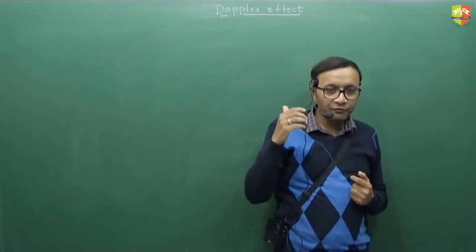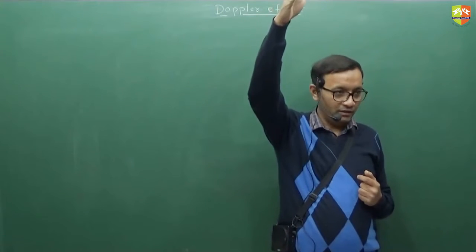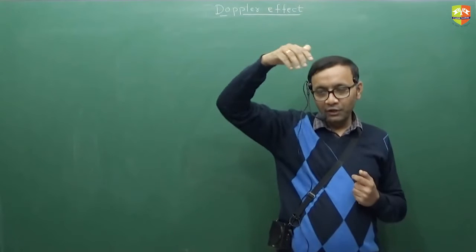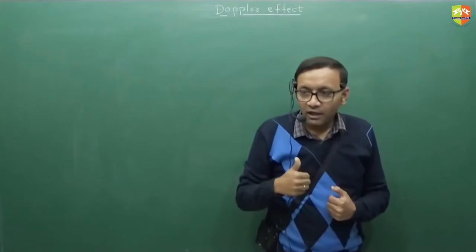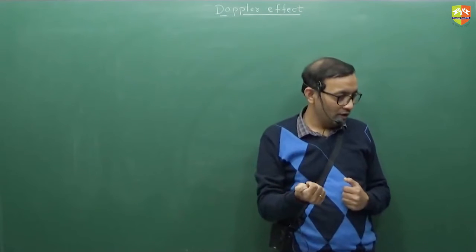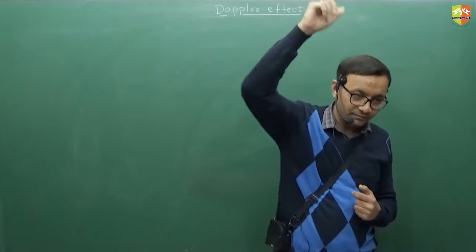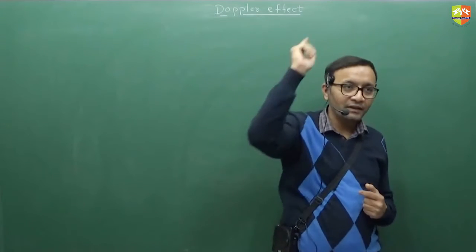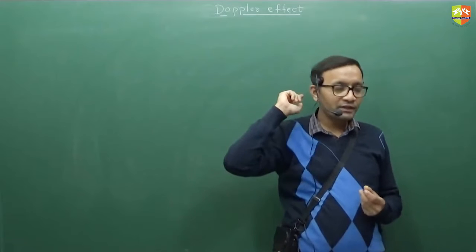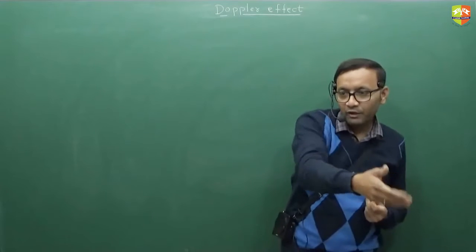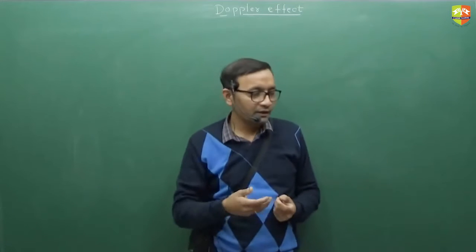If you know the actual frequency of the star in the galaxy and you know what frequency you are getting, if you have the mathematical formula, you can calculate based on these two pieces of information the velocity of the galaxy. Similarly, what is the velocity of the enemy aircraft, or the velocity of the ship when it is moving in the sea.